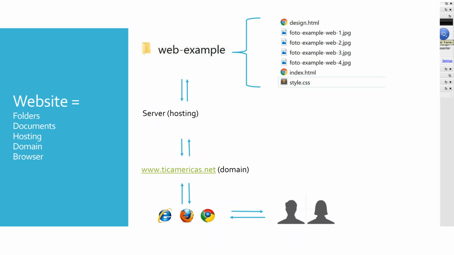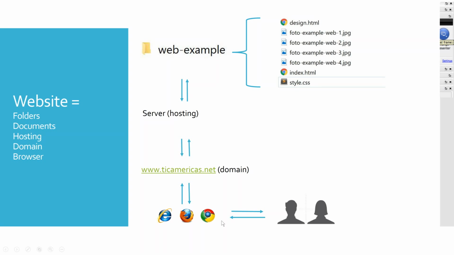And I have this example. On the left, we can see that our website is actually folders and documents that we put on our hosting, and then people go through our domain and they type the domain on the browser. For example, right here on the bottom, I had two persons.